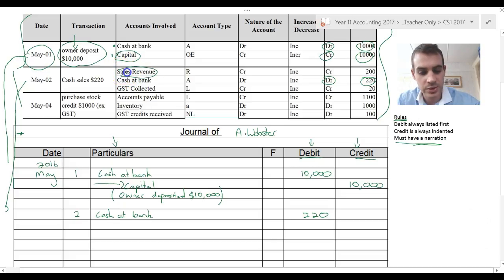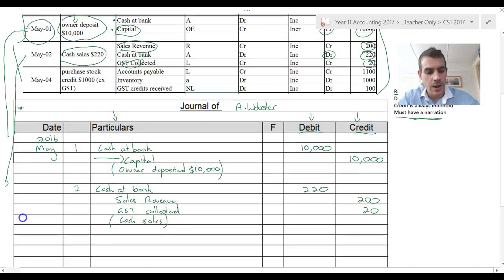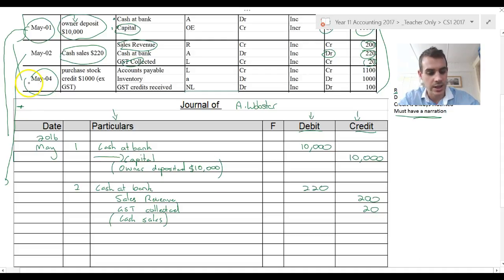I'm going to put now Sales Revenue of $200, and then GST Collected of $20. You can see here that my debits equal my credits. The last thing I need to do is put my narration on. My narration is cash sales, so I can just write here cash sales, close brackets. Have a go at this final transaction yourself before I put it in here for you.